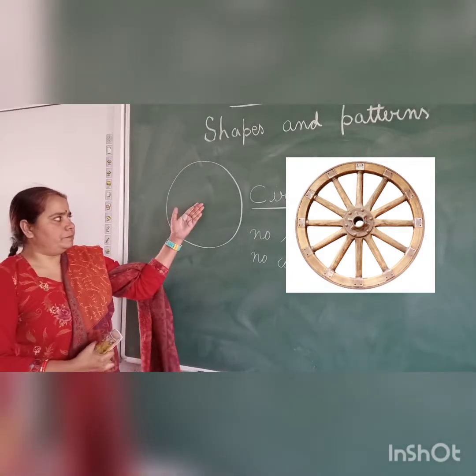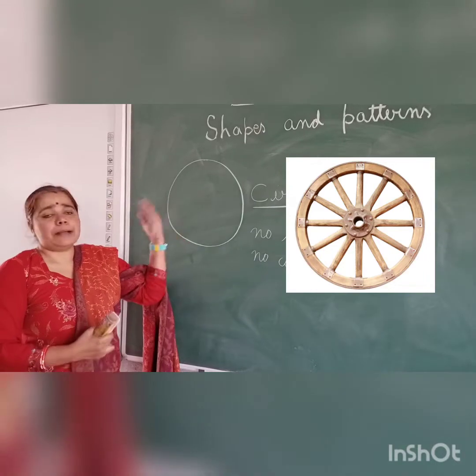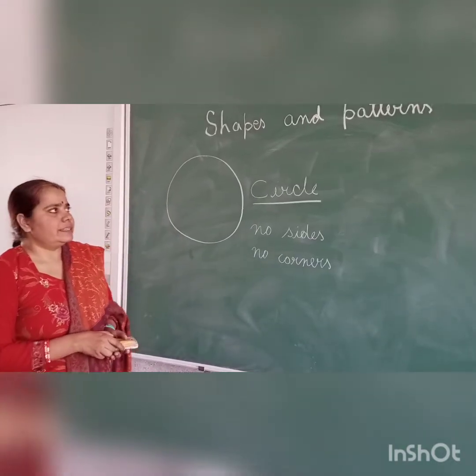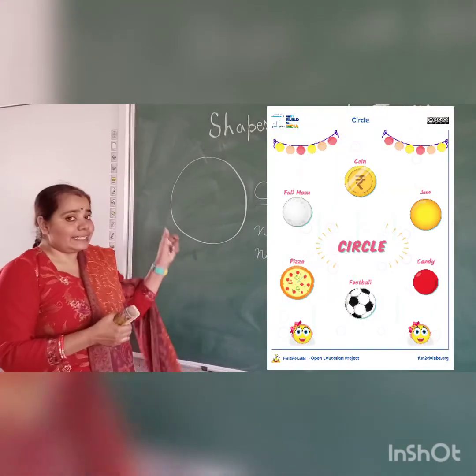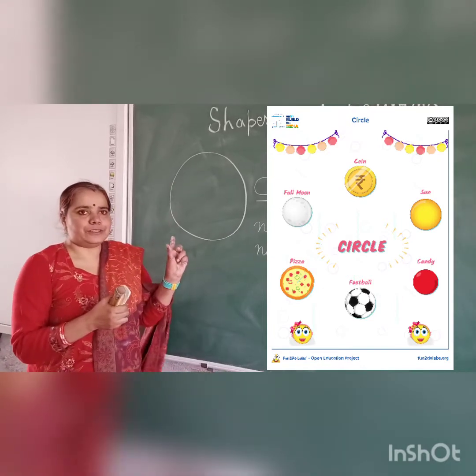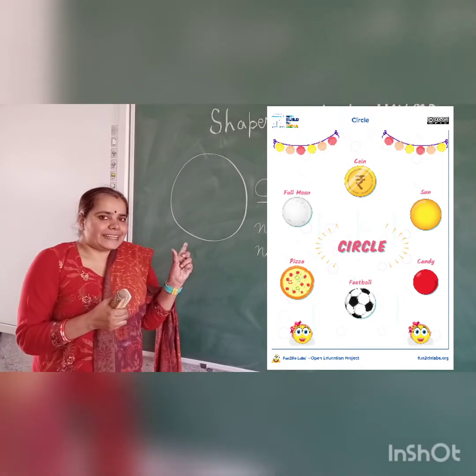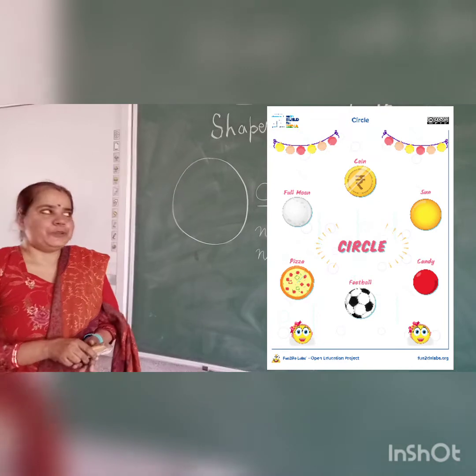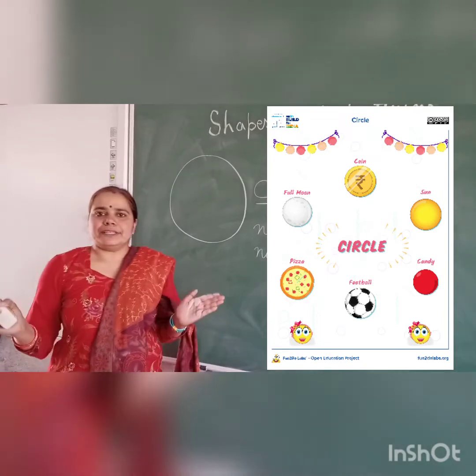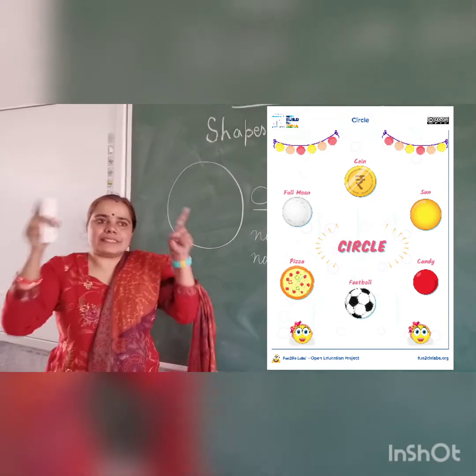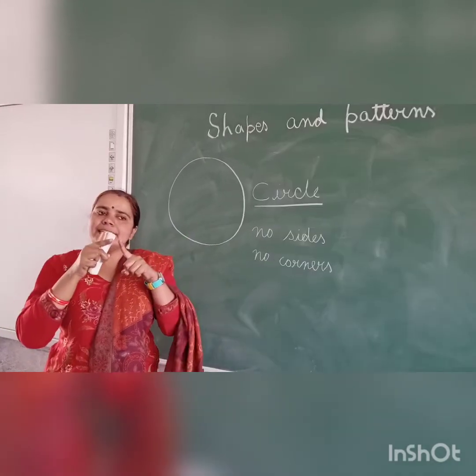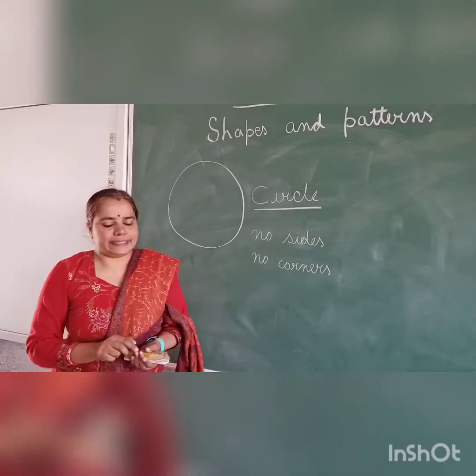A very good example of circle is wheels. And we can say sun, we can say moon also. We used to see the sun and the moon in the sky, and the shape of the sun and the full moon is circle. Very good, children.